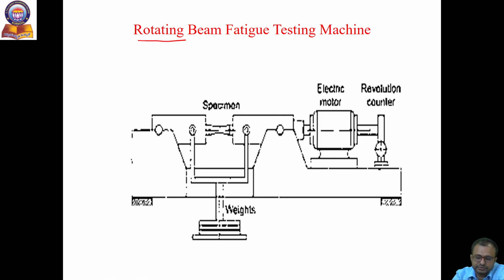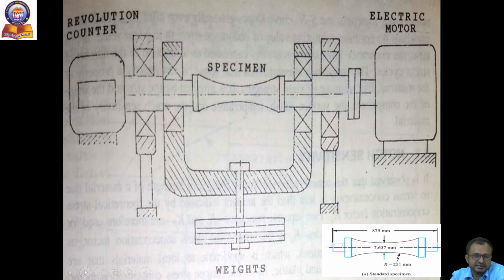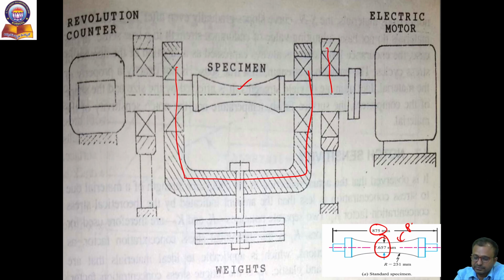Generally we use the rotating beam fatigue testing method to find out the endurance limit. The schematic diagram is drawn like this, and this is the same diagram, which I have taken from the Bhandari textbook. Here I am taking the standard specimen, having a length of 875, nominal diameter 7.65, and highly polished. This specimen is placed in this arrangement, and here we are arranging the self-aligning ball bearings.